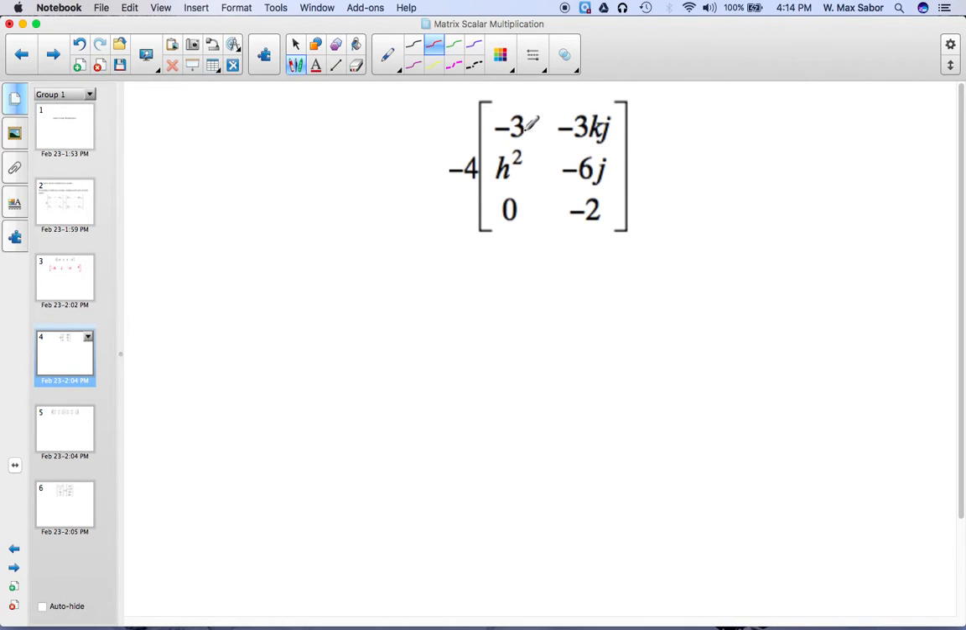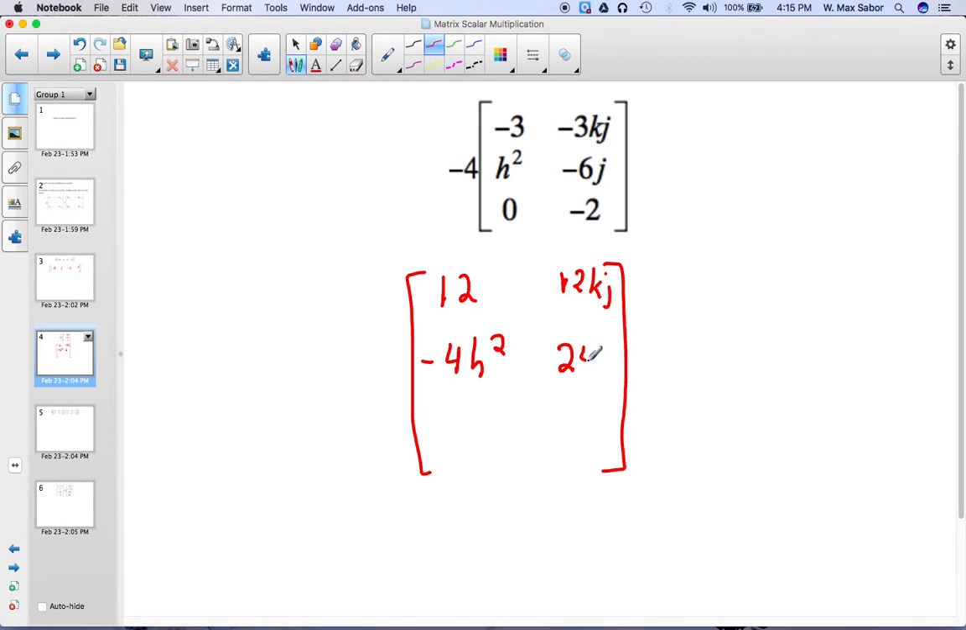Here, we're going to still multiply negative 4 into that whole thing. It becomes 12kj, negative 4h squared, 24j, 0, and 8.